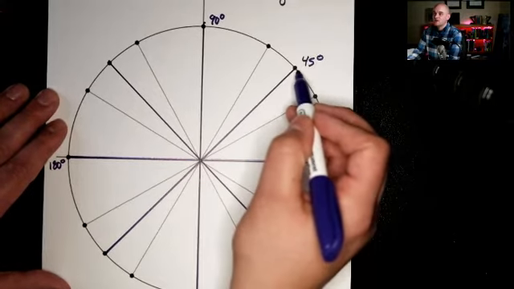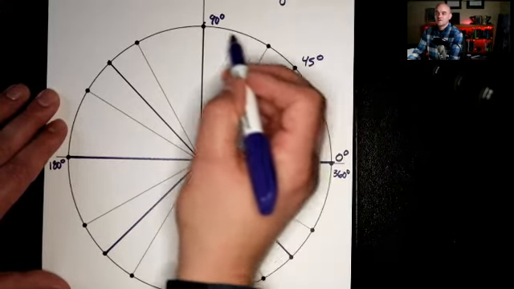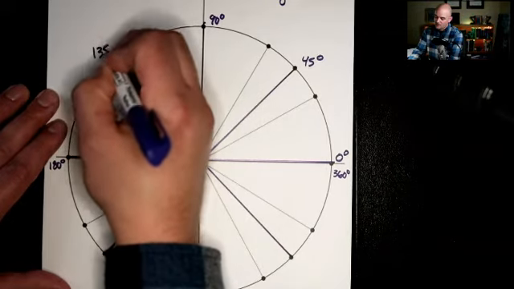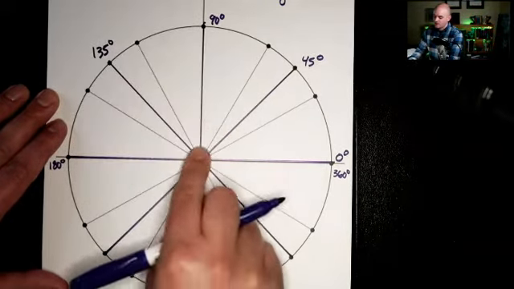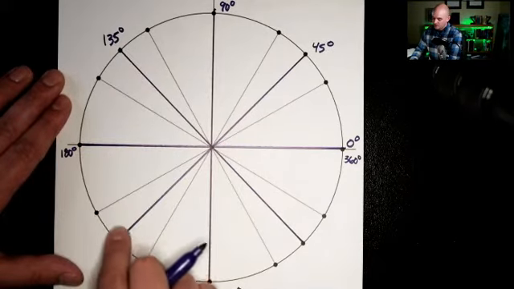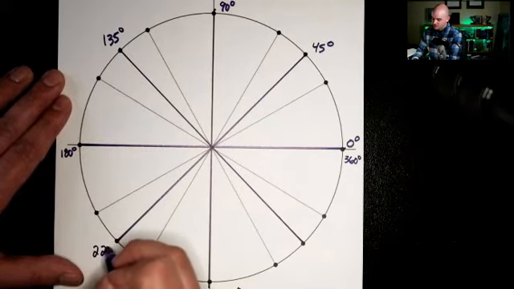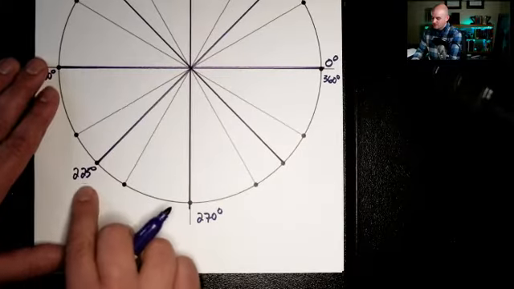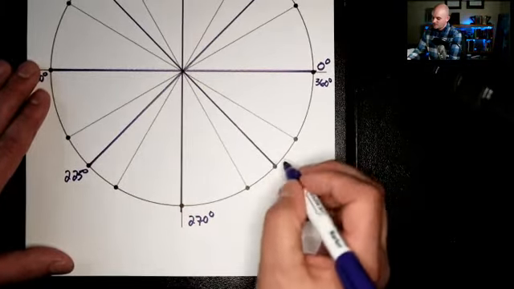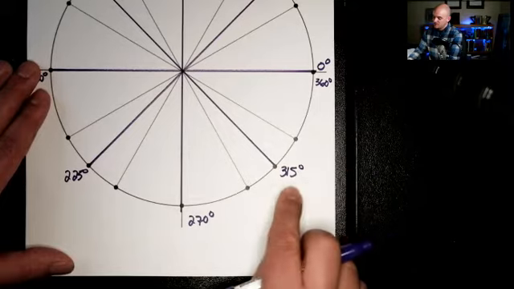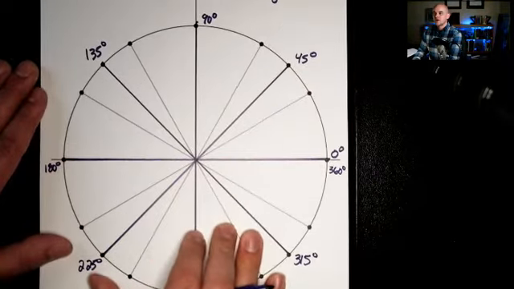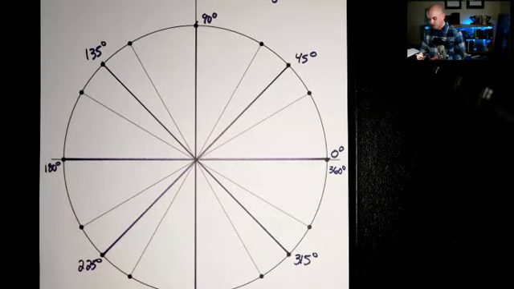So 0 to 45 is 45. Add 45 to that, you're at 90. Add another 45, you're at 135 degrees. That's 90 plus 45 degrees. Add 45 to this, you're at 180. Add 45 to this, you're at 225. Add 45 to 225, you're at 270. Add 45 to that, you're at 315 degrees. And add 45 to that, you're at 360. Okay, so that is my 45-degree marks going through there.